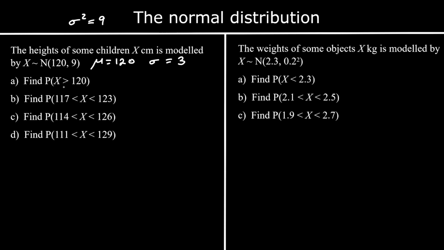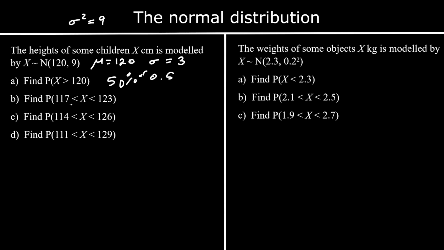So what's the probability that x is bigger? What's the probability that a child's height is bigger than 120? Well, 120 is the mean. So we've got exactly 50% above it, 50% below it. So it's 50%, or 0.5.